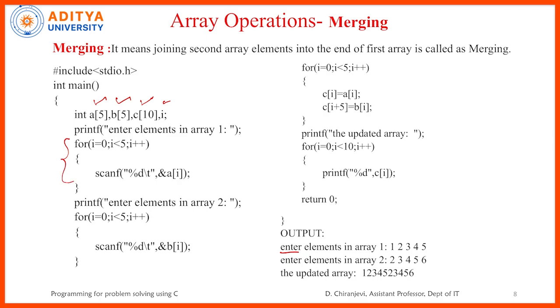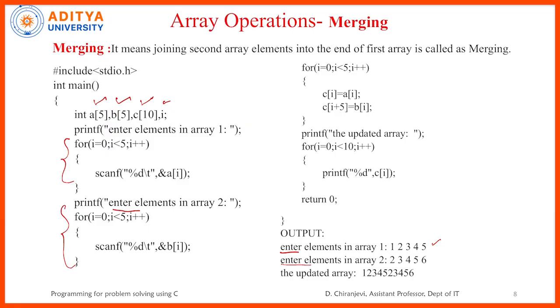When it is 5, it became false. So the user has read 1 2 3 4 5 values for the first array, and after that the message "enter elements" will be printed again. Now enter elements in the second array. This time the user reads elements for the second array, which are 2 3 4 5 6. These elements are stored in the memory of the second array.